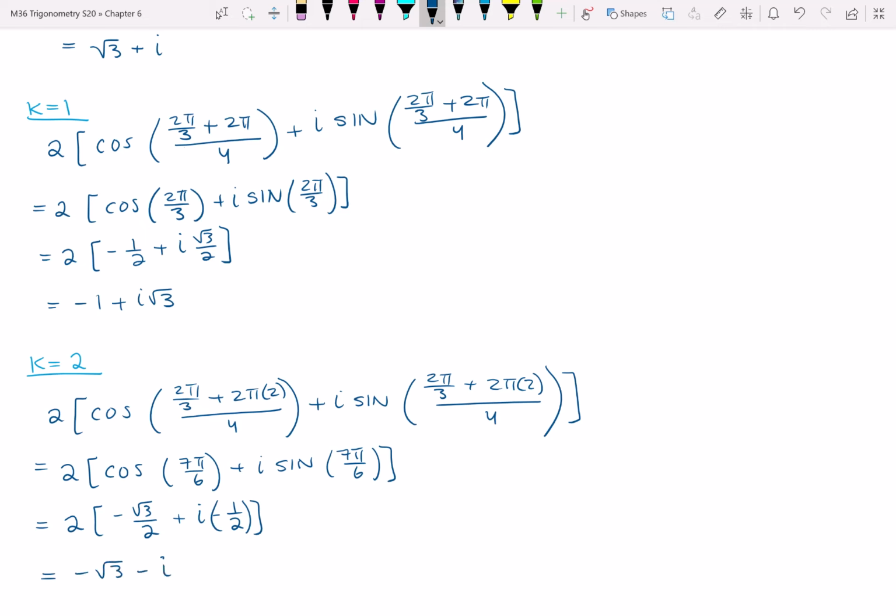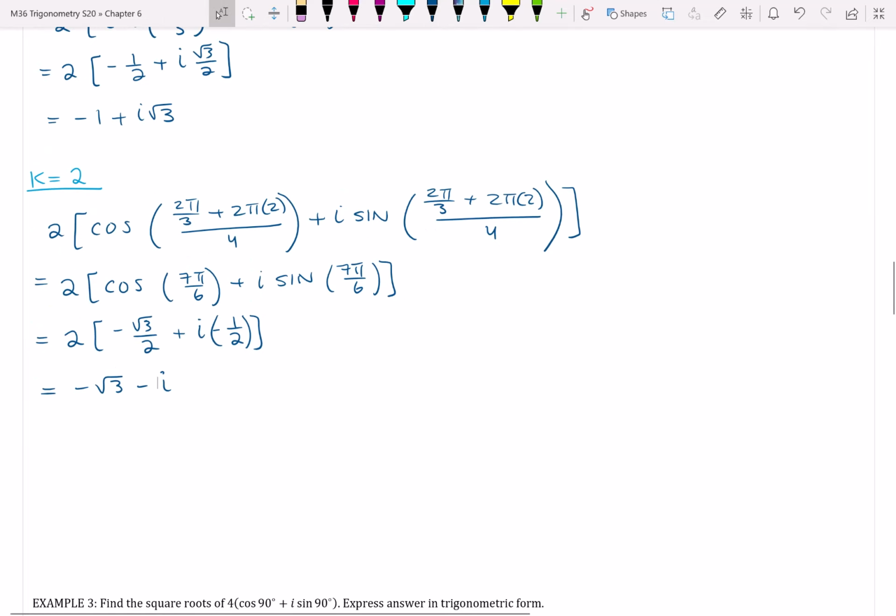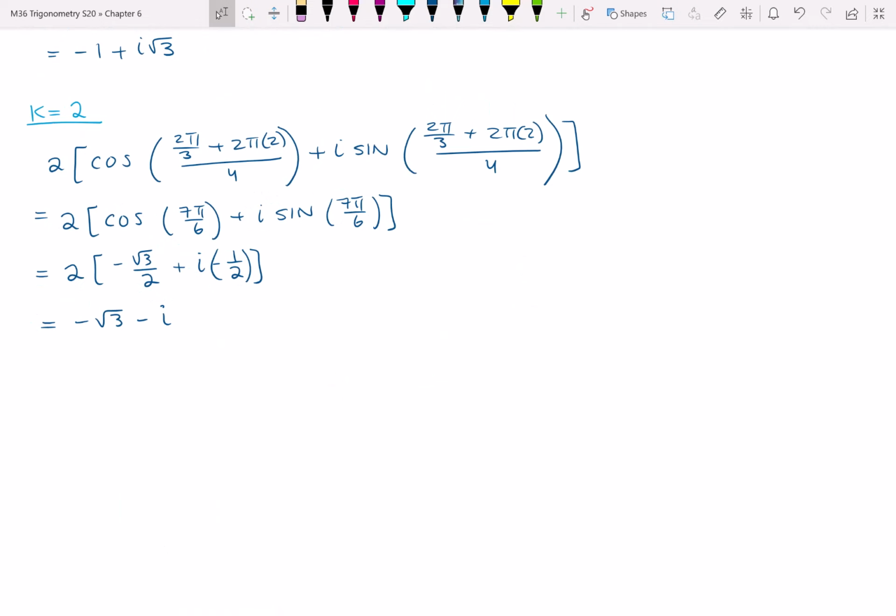And for our last root here, so here we're going to do k, change the color here. K is equal to 3. That's the last root. And so we're going to have 2 times the quantity, cosine of the quantity 2 pi over 3 plus 2 pi times 3 all over 4, plus I sine of 2 pi over 3 plus 2 pi times 3 all over 4.